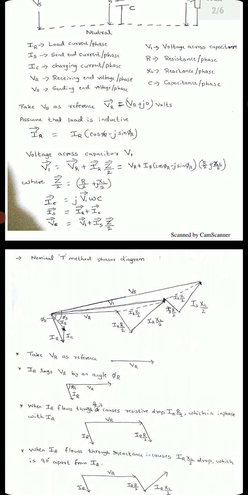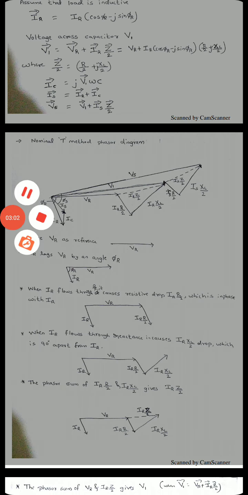So the nominal T method phasor diagram is shown here. I will explain step by step how to draw the phasor diagram. You can see there, first VR is taken as the reference. Usually, as I will tell you, we will take VR as the reference only. We know that IR lags VR by some angle phi r, because we are considering the load as inductive RL. You can see I have drawn the IR there now, with an angle phi r. It is very clear now.